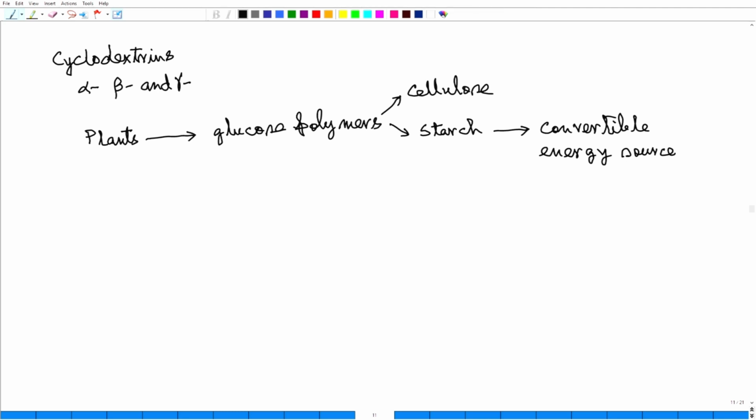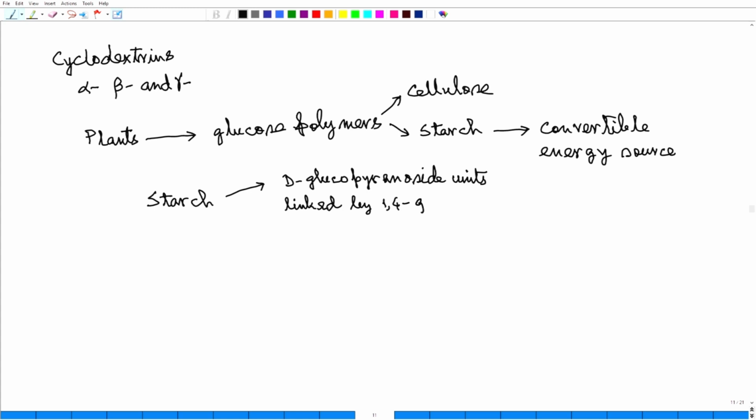Now, starch has two polymers. One is several thousand D-glucopyranoside units linked by 1,4 glycosidic linkages.